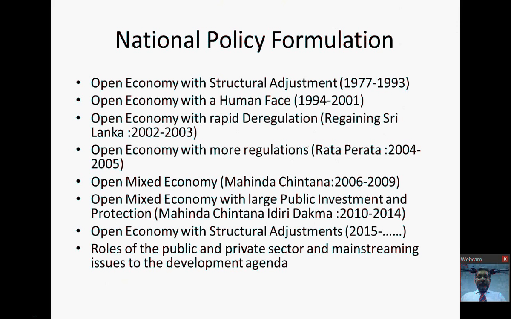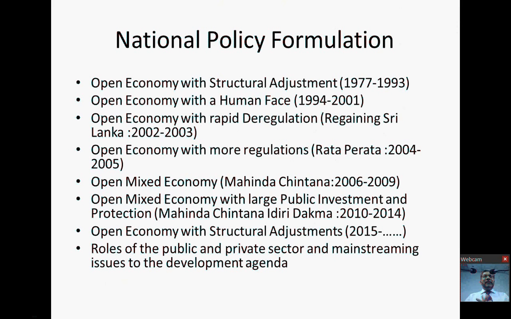Then today we have, once again, the open economy with structural adjustment. Some of the politicians like to call it social market economy. They say now we have a social market economy, where basically it's an open economy with structural adjustment like what we had from 77 to 1993, but giving some importance to the social side.